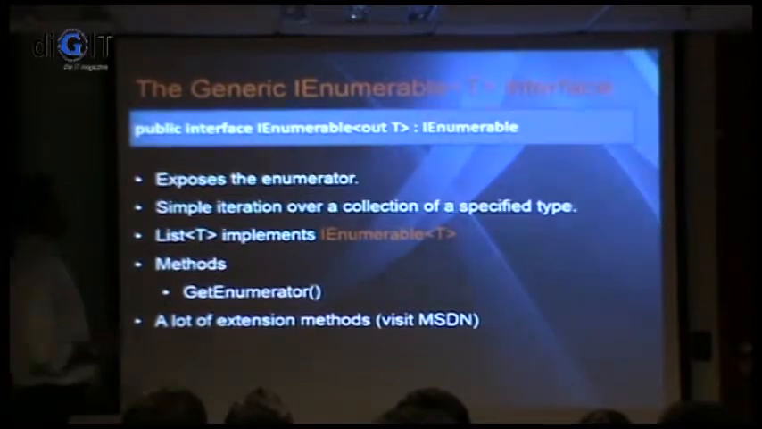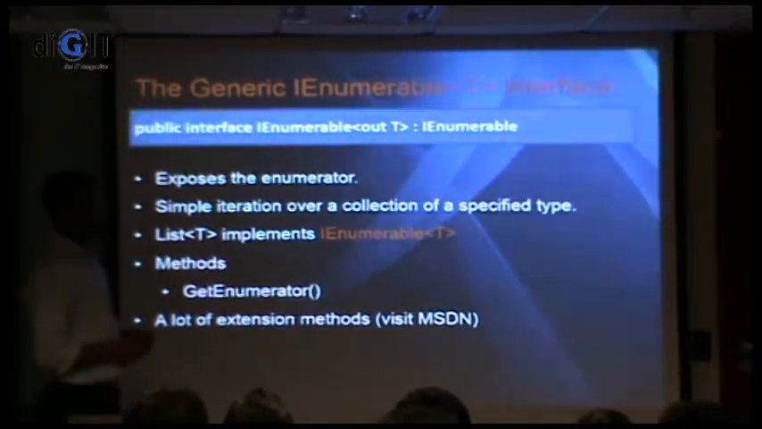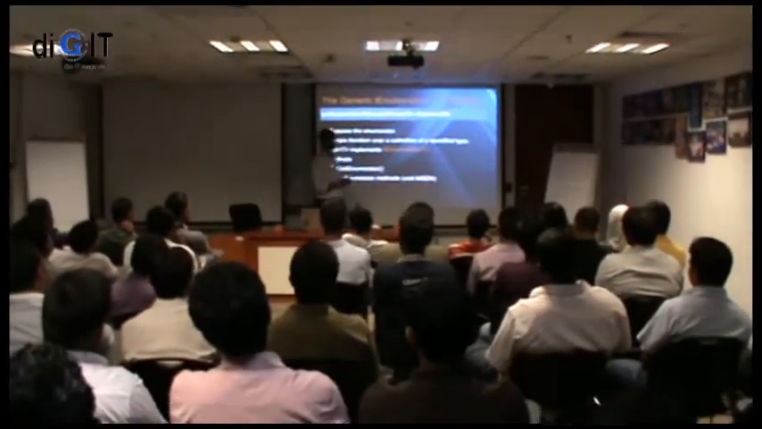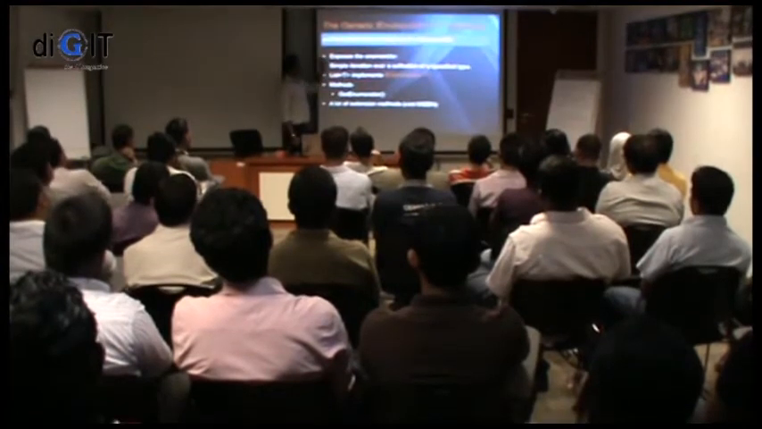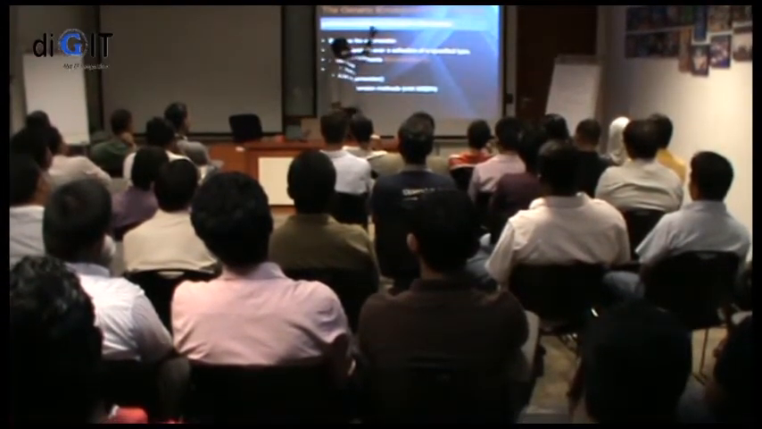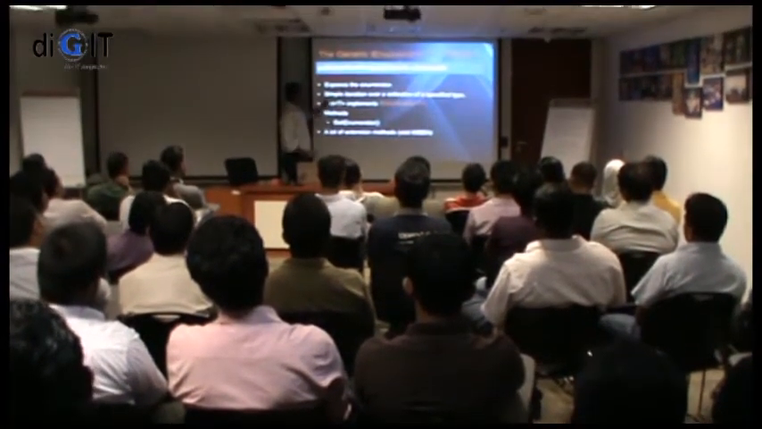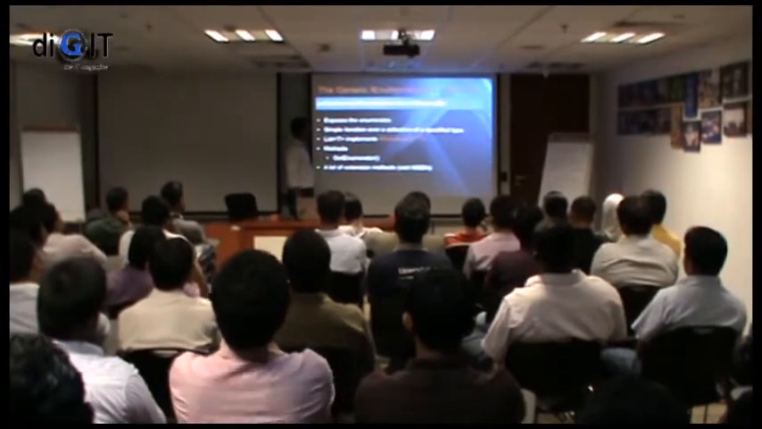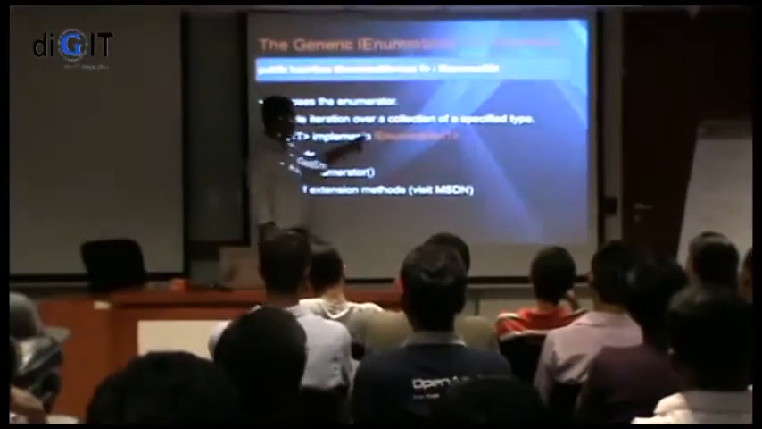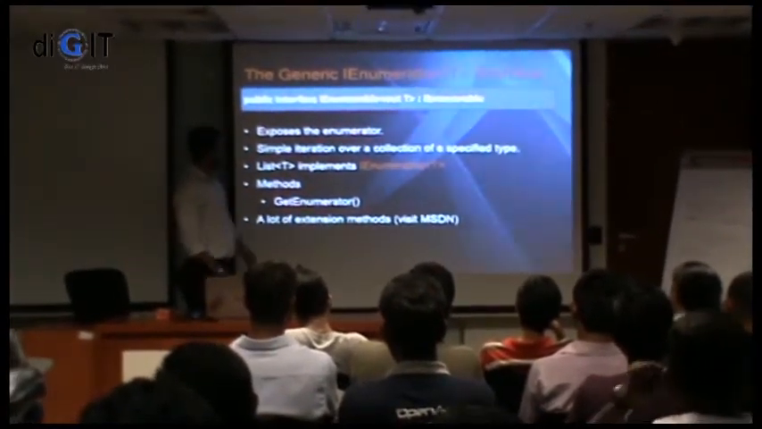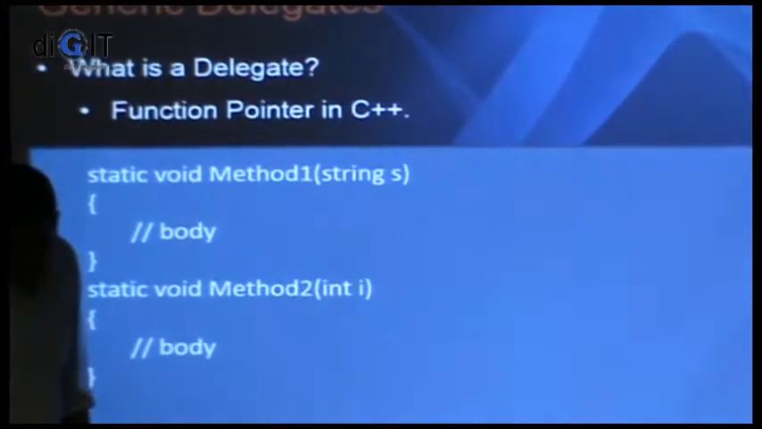And this is the IEnumerable interface, which is another very famous interface. Let's say you have seen foreach, right? We can use a foreach and iterate over a collection. The possibility of putting foreach there is because that collection should be implementing IEnumerable of type T. So it exposes the enumerator, and List of T implements IEnumerable. That's why I can use a foreach on that. And there are a lot of extension methods you can find on MSDN, right?